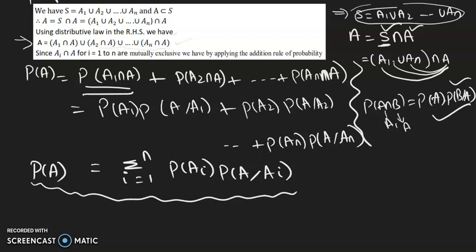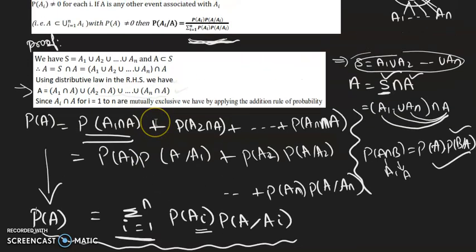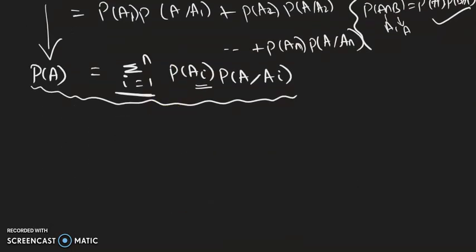And if you see here, I am writing it in general: summation i is equal to 1 to n. Here A1 is there, then A2, etc., An is there, right? So I am writing P of Ai in general, i varies from 1 to n, into P of A given Ai. So I have reduced P of A to this format: summation i is equal to 1 to n P of Ai into P of A given Ai. What we have to prove, if you see the question, is P of Ai given A. So I am going to find P of Ai given A.